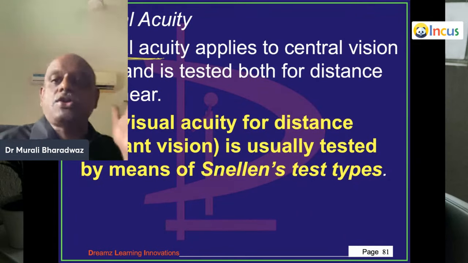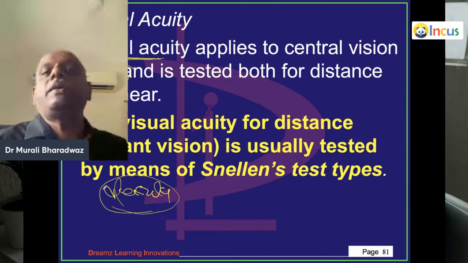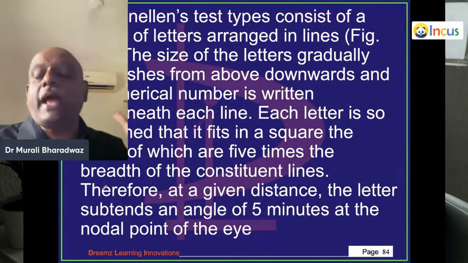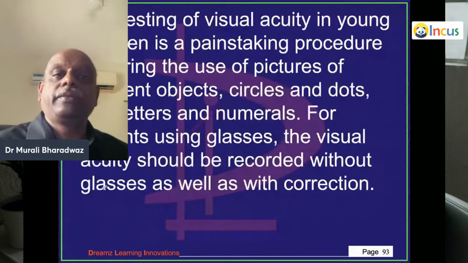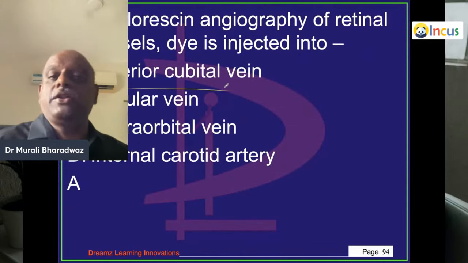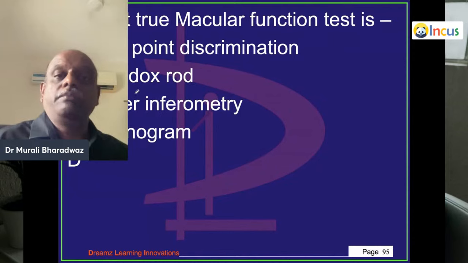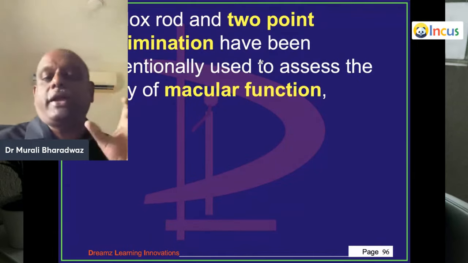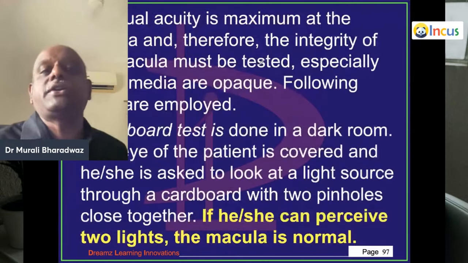Snellen's chart is used to know the visual acuity. Visual acuity always talks about central vision. Macula is the area which gives all our visual acuity. So Snellen chart tests the visual acuity, not the refraction. Now, in fluorescein angiography, it is into the antecubital vein, not into the eye, but into the hand, the dye is injected. So Maddox rod, laser interferometry, two-point discrimination, they all talk about the visual acuity caused by the macula. Macular function is being tested.